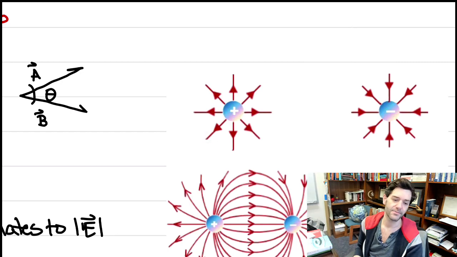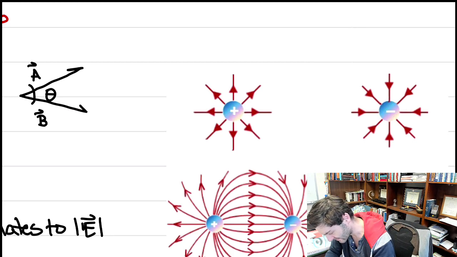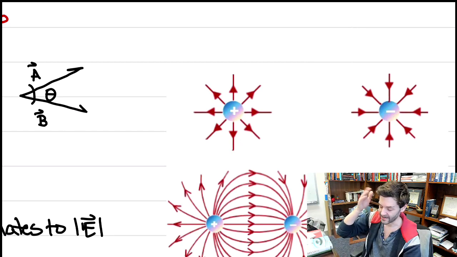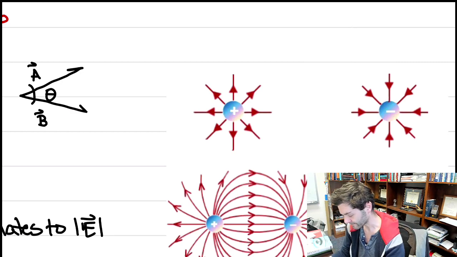So the electric field lines, we say, are tangent to the electric field vectors. At every one of these little points, if I were to pick a random point, the direction of the electric field, or the arrow that is drawn there, is tangent to the actual electric field vector.